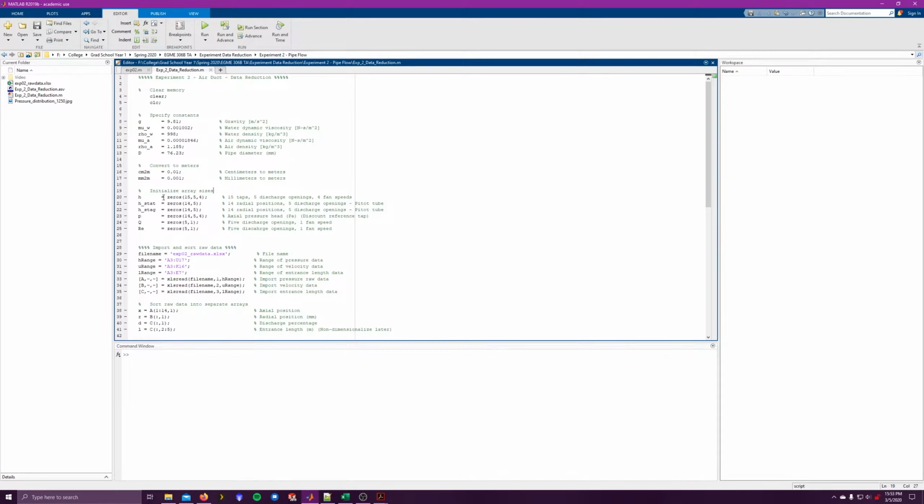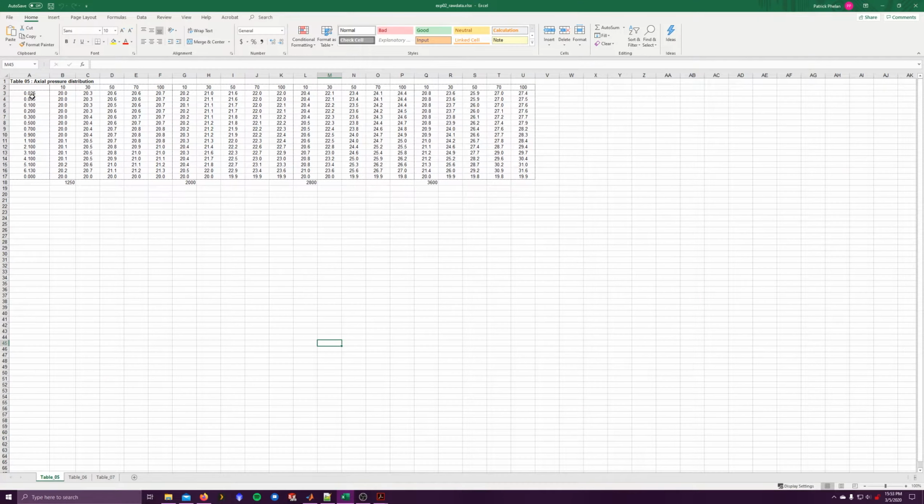Okay, so for this, the first one is the head data. So I have h equals zeros of 15, 5, 4. And that's for our 15 taps that we had, our 5 discharge openings, and then our 4 fan speeds. So let's go to Excel. And then this is all my head data for the lab.